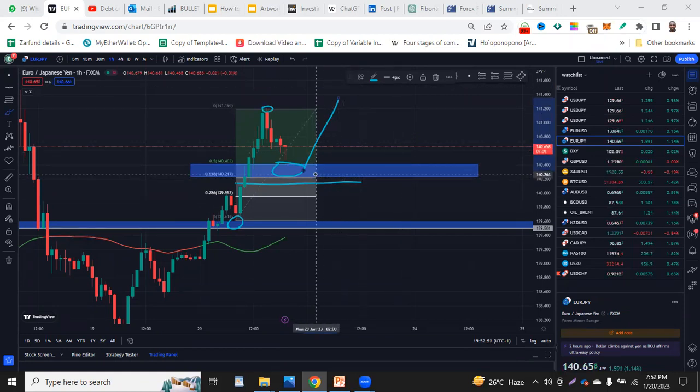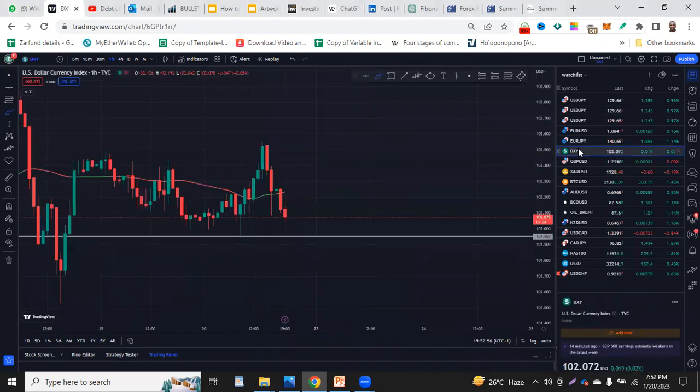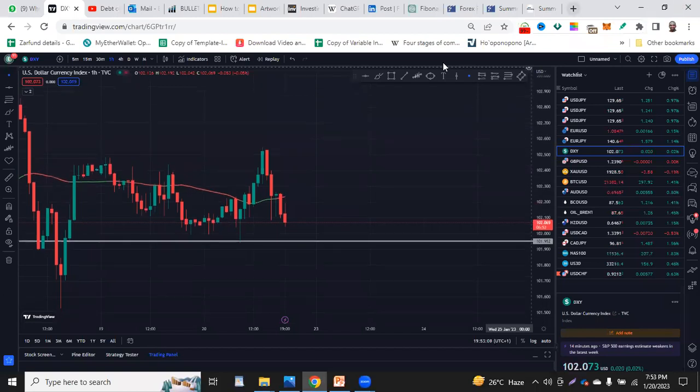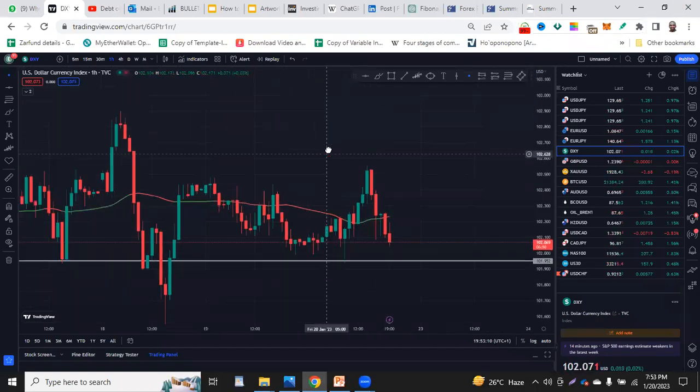So you can do this. We can do this also for the dollar index, right? We won't go too far right now because we don't have much time. I want to take one or two questions. Well, let me just quickly look at this dollar index. Let's see if we'll find any point here.